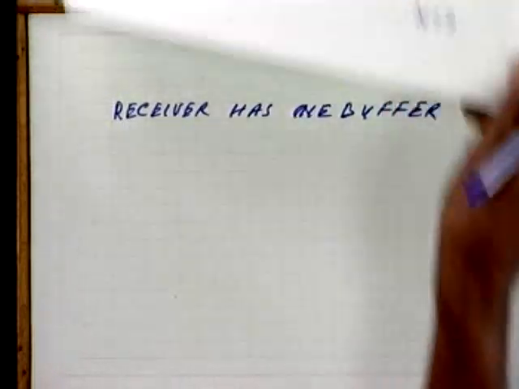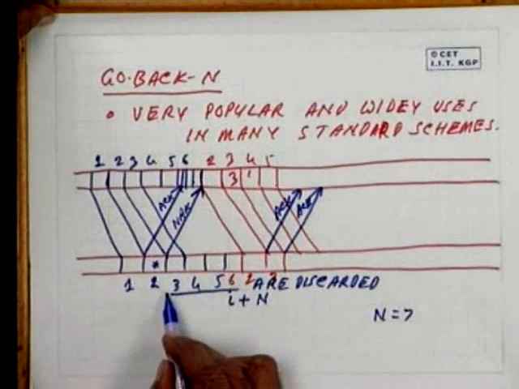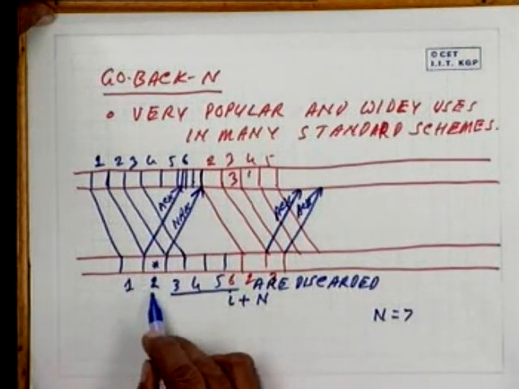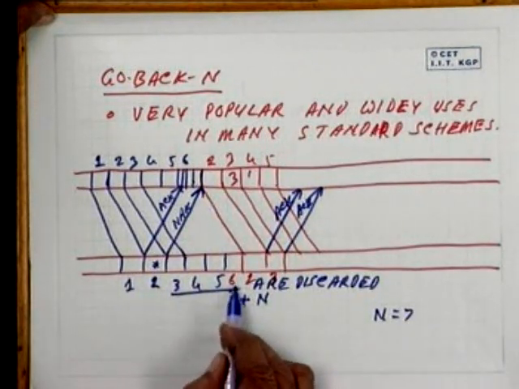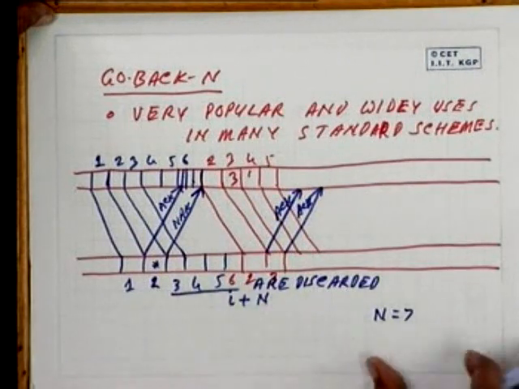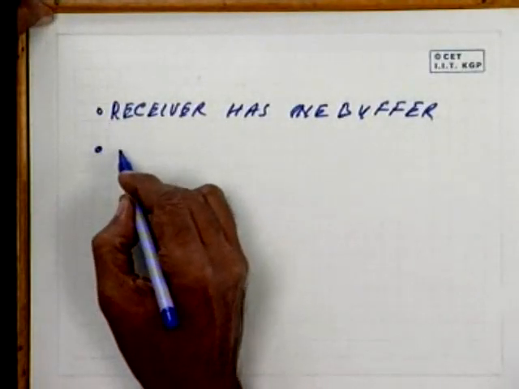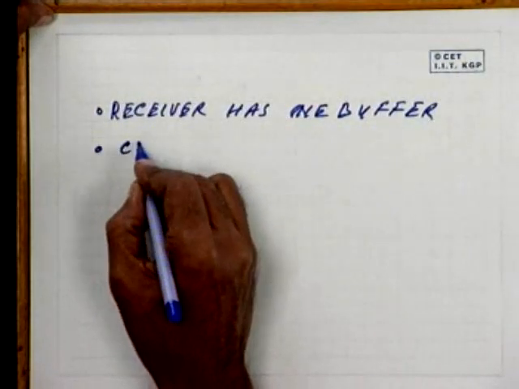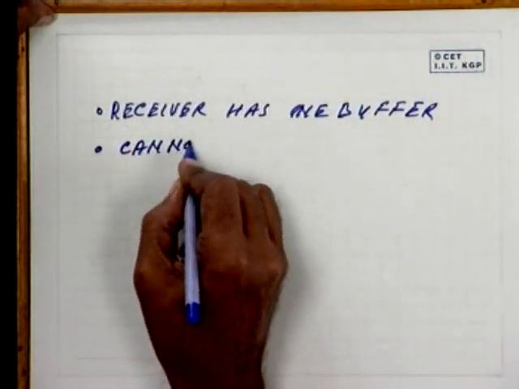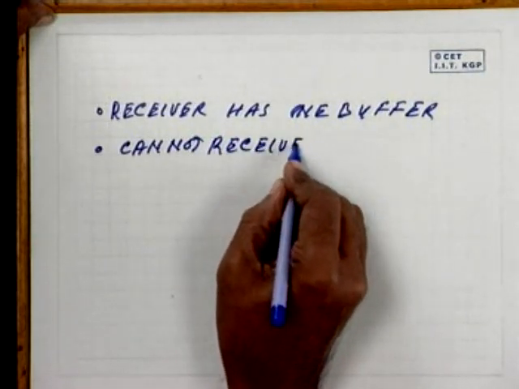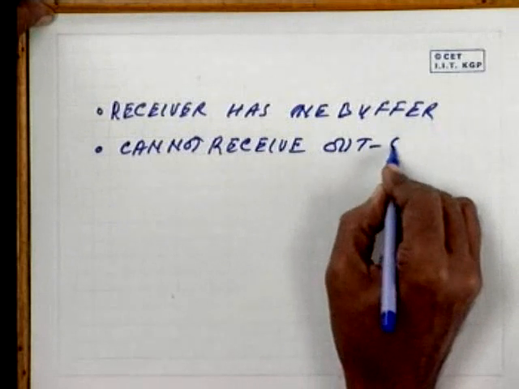And that is the reason why, whenever a frame is received in error, subsequent frames are discarded, because the receiver cannot receive out of order frames.